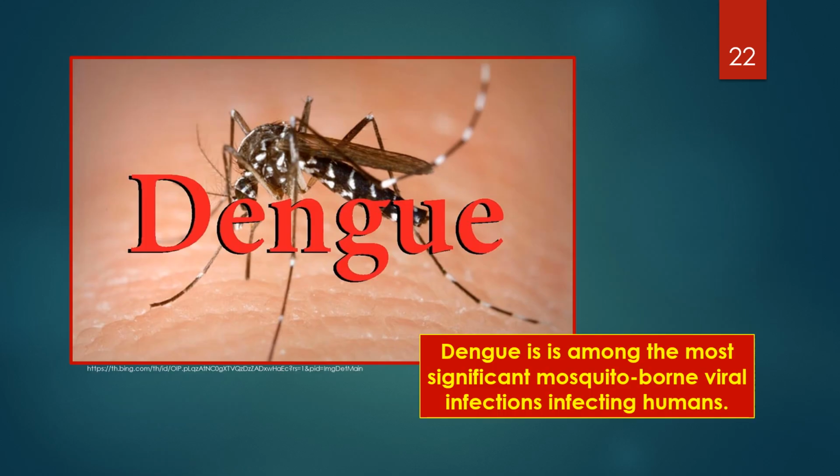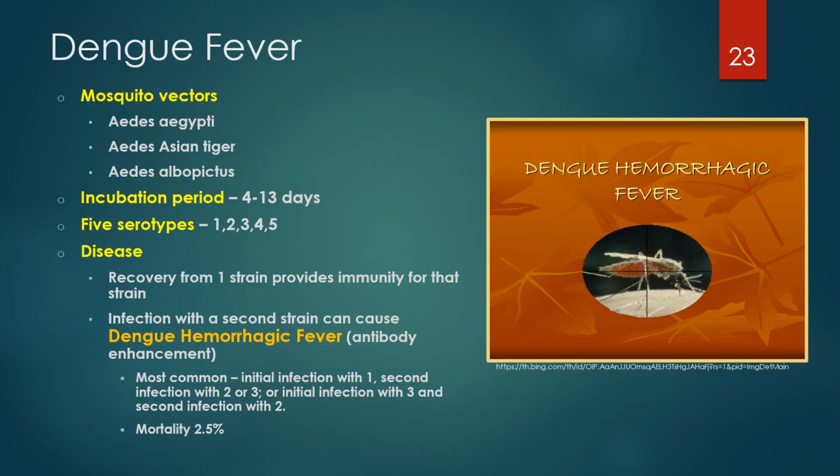Let's consider dengue for a few minutes, which is among the most significant mosquito-borne viral infections infecting humans. Dengue is passed primarily by the female Aedes aegypti, but also Aedes Asian tiger and albopictus mosquitoes. The incubation period for the disease is 4 to 13 days. There are 5 distinct serotypes, with the 5th identified in 2013. Recovery from one strain provides lifelong immunity for that strain.